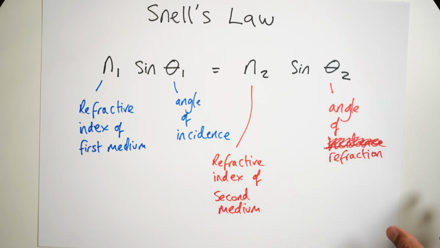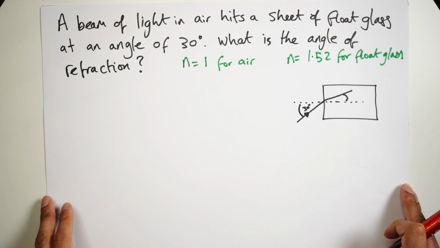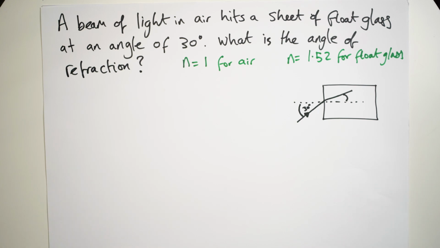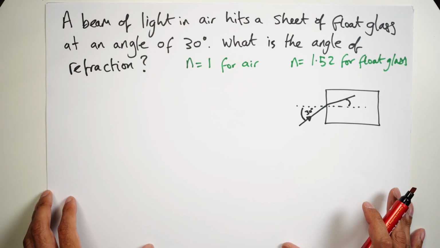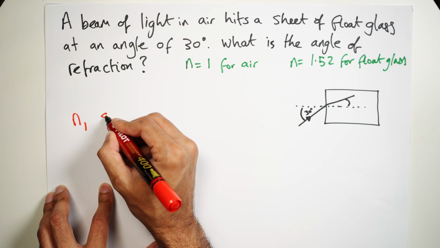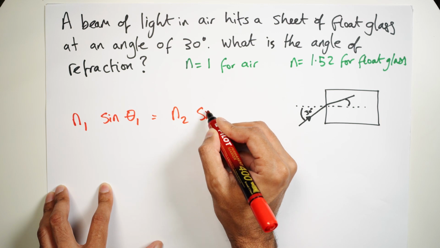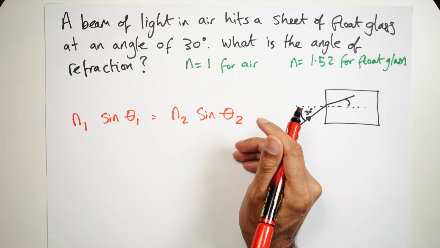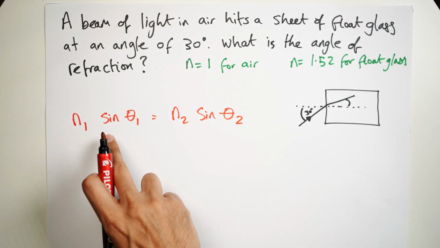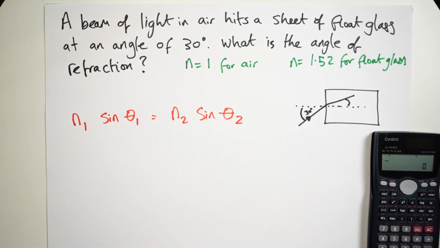Okay, let's get right into it with an example. So I've got this one. It says a beam of light hits a sheet of float glass at an angle of 30 degrees. What is the angle of refraction? The first thing we've got to do is write out our equation, because you get a mark for that. So n1 sine theta 1 equals n2 sine theta 2. Now for this you're going to need a calculator, because I can't do sines in my head. So I've got my calculator here just in case.